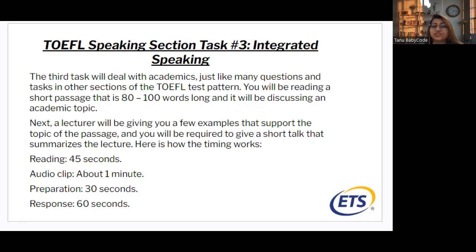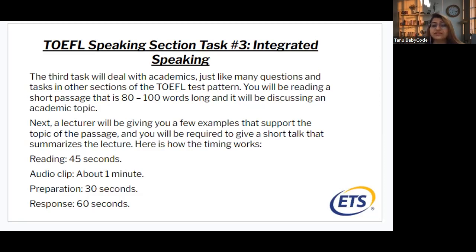Just like many questions and tasks in other sections of the TOEFL test pattern, you will be reading a short passage here, which is about 80 to 100 words long, and it will be an academic topic, right? So first you will be reading a passage of 80 to 100 words, and then you will be hearing a lecture. A lecturer will be giving you a few examples that support the topic of the passage, and your task would be that you will be required to give a short talk that summarizes the lecture.